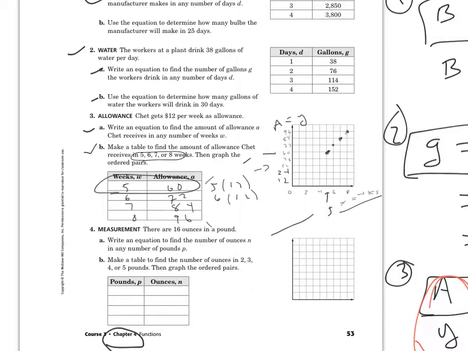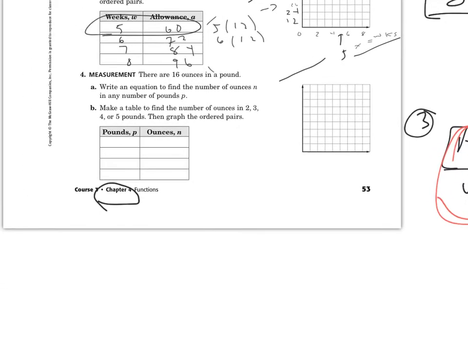All right. Now we want to do problem number 4, and it says measurement. There are 16 ounces in a pound. So doesn't it make sense that we could say there are 16 ounces per pound? So if it's 16 ounces in a pound, we could say it is 16 ounces per pound. This "in a" is another way of saying the word per, and it's something you have to pay attention to.